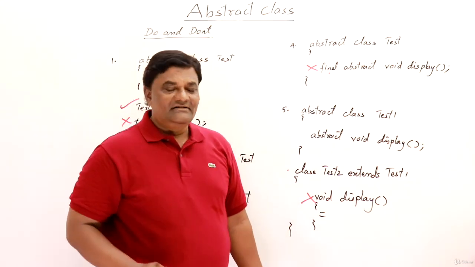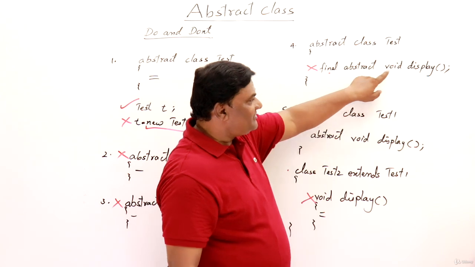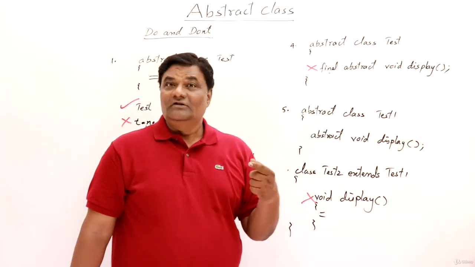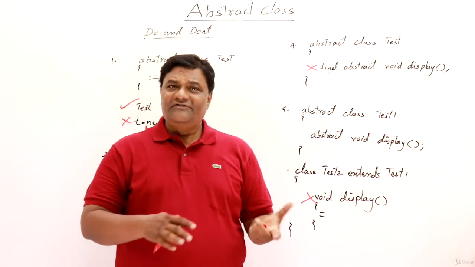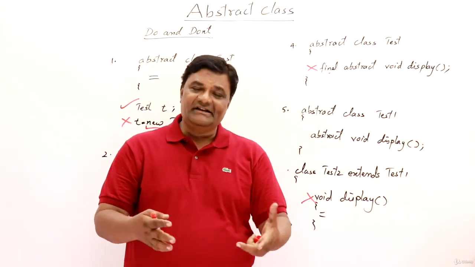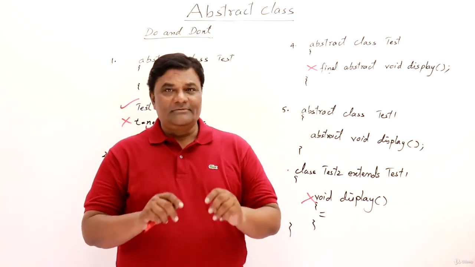And one more thing to add: we cannot make an abstract method final, and also we cannot make an abstract method static, right? The difference between static and final, we will study later on. So that's all about abstract classes.